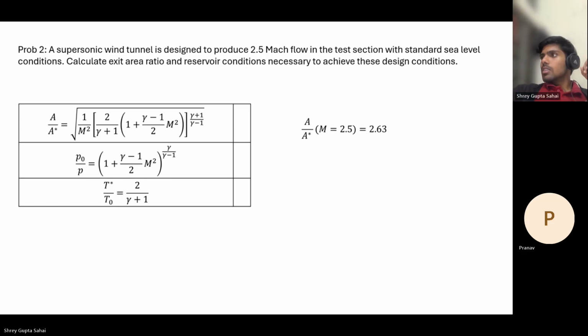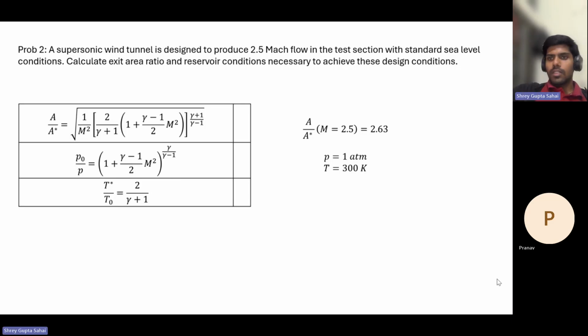Now calculate the exit area and the reservoir conditions necessary to achieve these. We need to calculate stagnation conditions. What else is given to us? Static pressure is given to us, 1 atmosphere. Temperature is also given to us as, let's say, 300 kelvins. Standard sea level temperature is 288, 15 degrees Celsius.